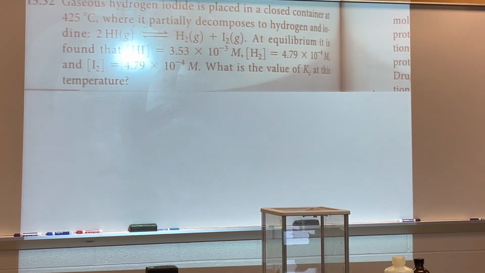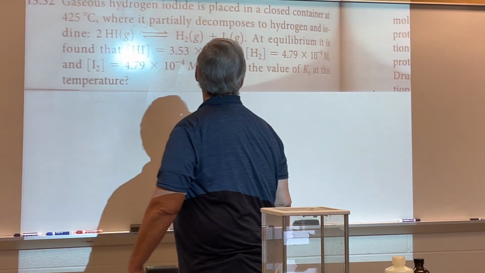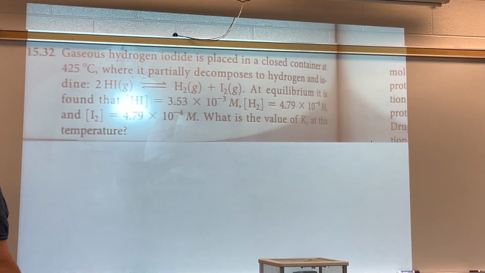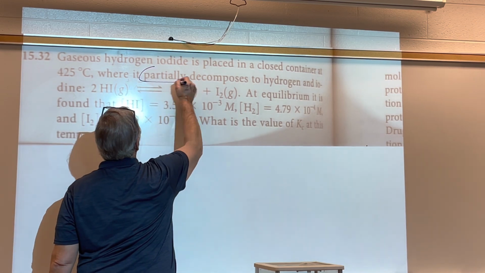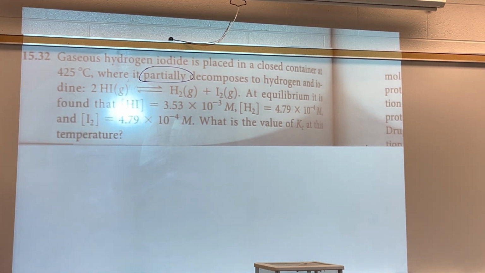Gaseous hydrogen iodide is placed in a closed container at 425 degrees where it partially decomposes to hydrogen and iodine. Now notice here, this is a key word too, partially. That's going to tell me that equilibrium is established, that it's not going to decompose completely. If it decomposed completely, then it'd be a stoichiometry problem, not an equilibrium problem. So when something's partially decomposed, that simply means equilibrium is going to be established. It only goes part way.